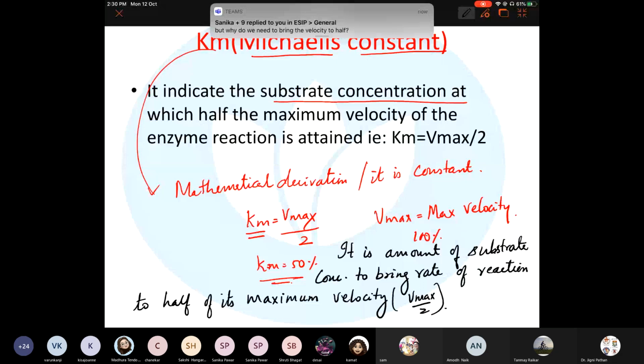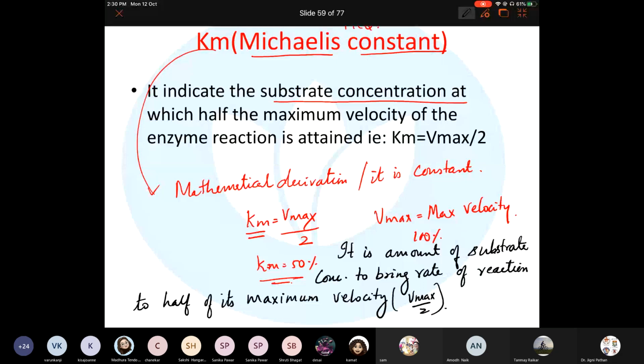We do not have to bring the velocity to half, but if we want to know the Km, then we have to see half of Vmax, half of the maximum velocity. That will give you Km. If you want to calculate the Km value, we have to know Vmax, and half of Vmax will give you the value of Km. How much substrate is used to get half the velocity. Then we know how much is for Vmax. Is it clear, Sanika? Yes.